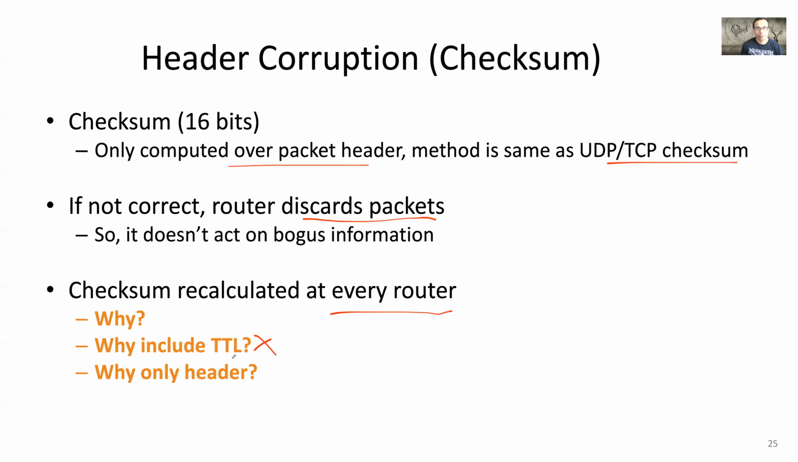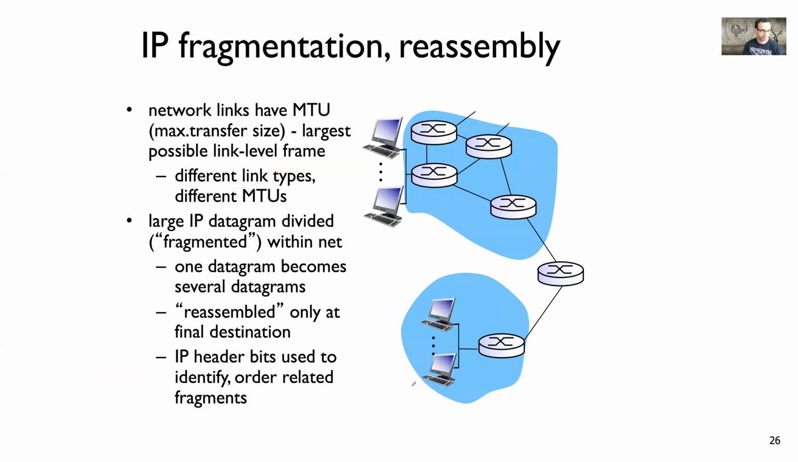And then why only the header? Well, we already discussed this: most of the payload is either UDP or TCP, and we already have the checksum for that. So there's no need to recompute the checksum over that.